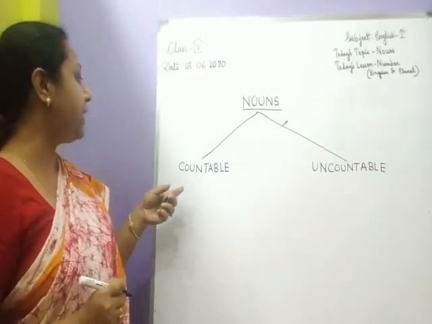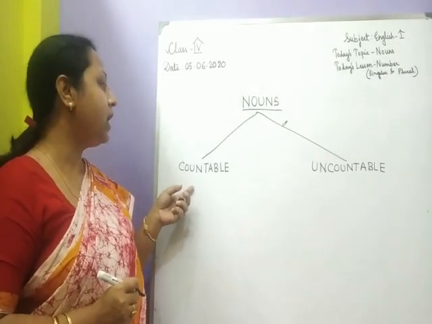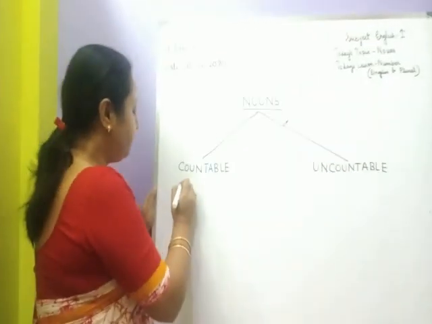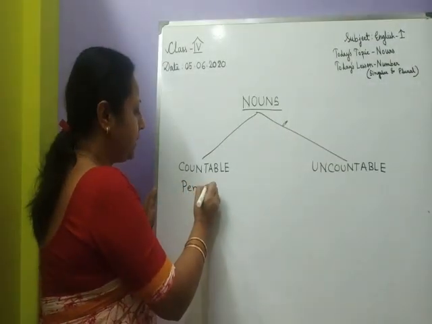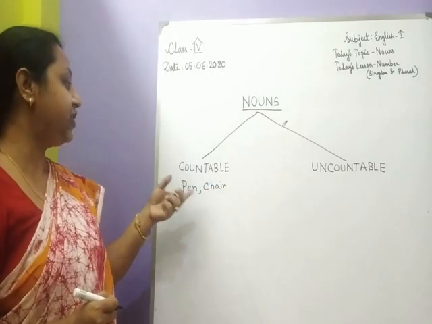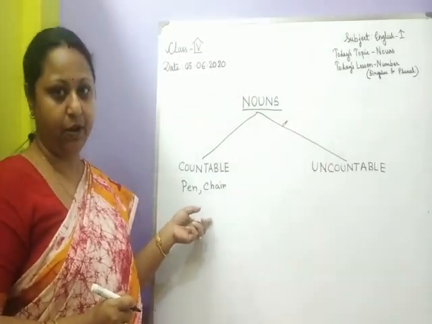Nouns that can be counted as 1, 2, 3, 4 are called countable nouns. Let me give you some examples. Pen, chair. We can count pen, chair as 1, 2, 3, 4. So they are countable nouns.